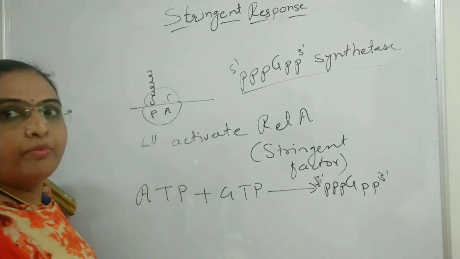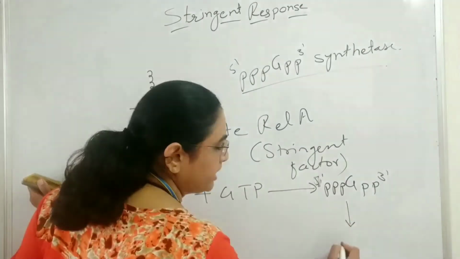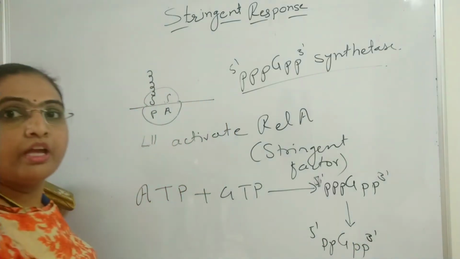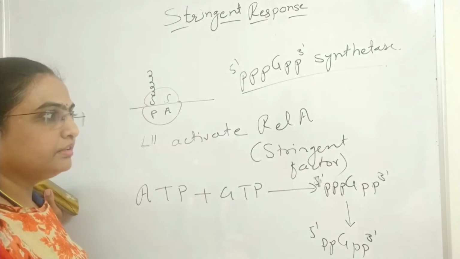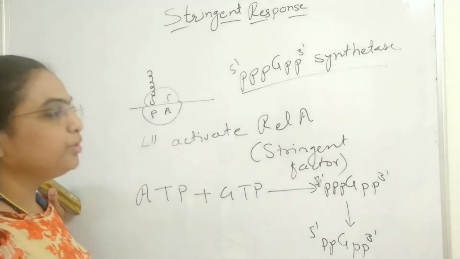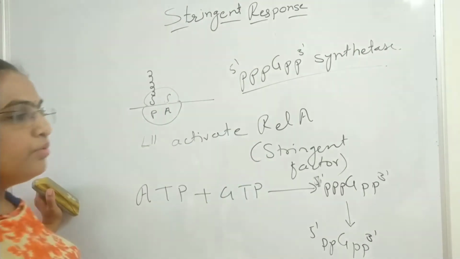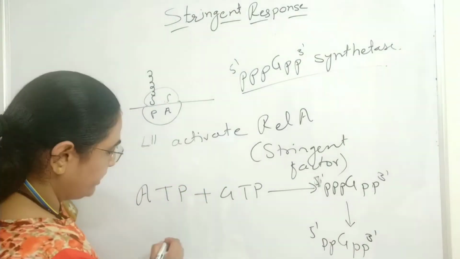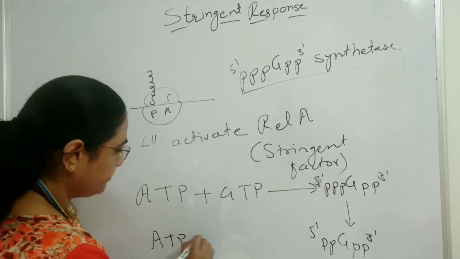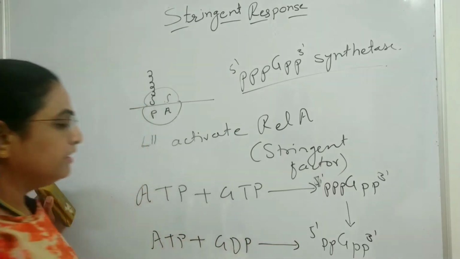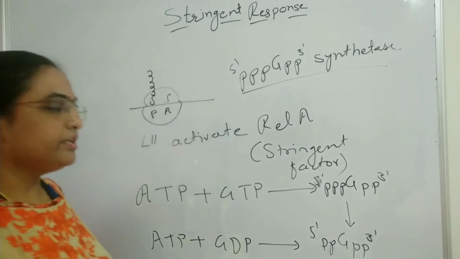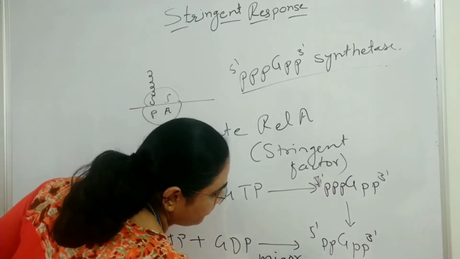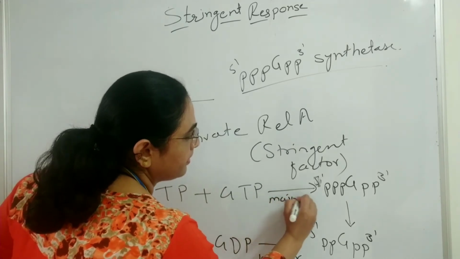and with the help of a ribosomal protein, slowly it is going to convert it into the guanine tetraphosphate. So these are the two signal molecules, the two molecules which are synthesized, and these molecules are called the alarmones. This guanine tetraphosphate can also be synthesized from ATP plus GDP in the presence of other proteins present in the ribosomes. So this is the minor pathway, and this is the major pathway.